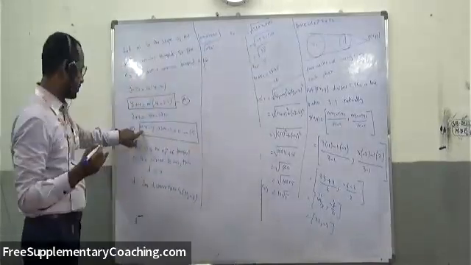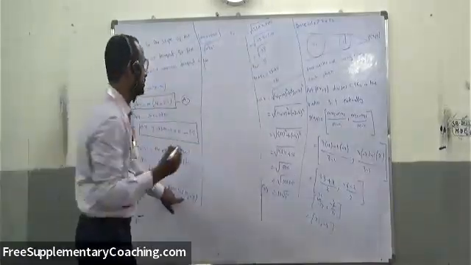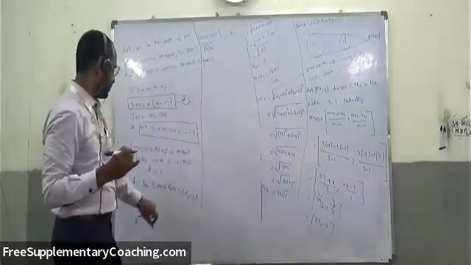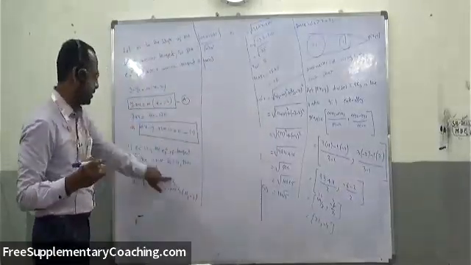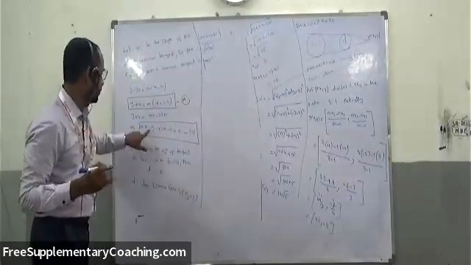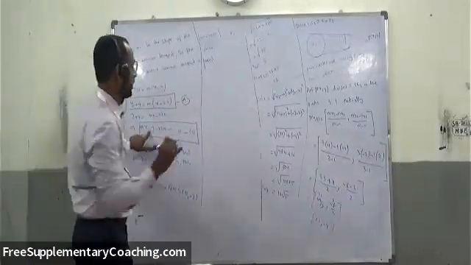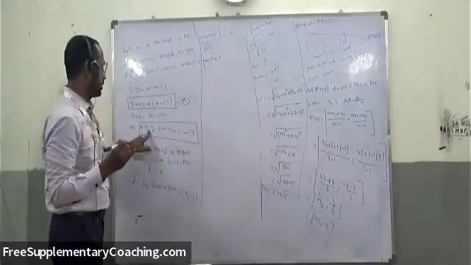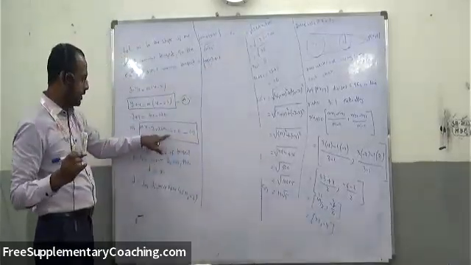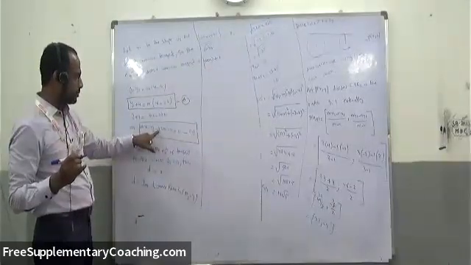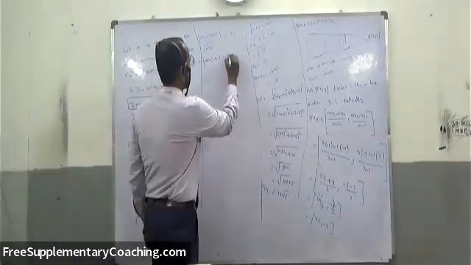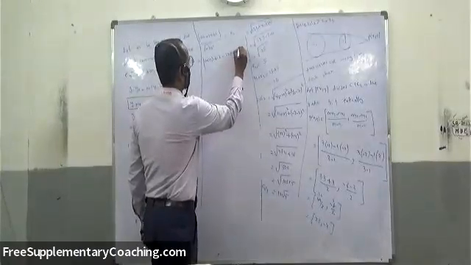X1. What is x1? 11. Ax1 plus by1. What is b? -2. Y1 is -1. So it will be plus 2, minus into minus is plus. Plus c. C is the complete constant term, -22m -4.